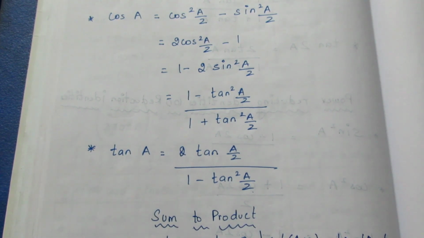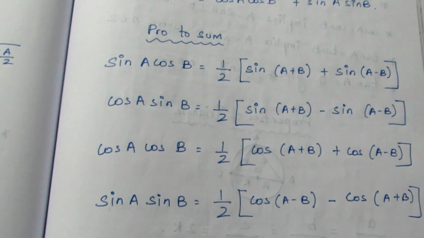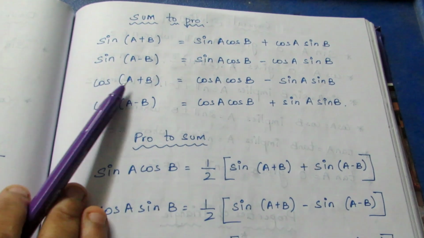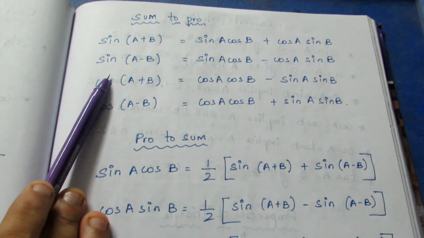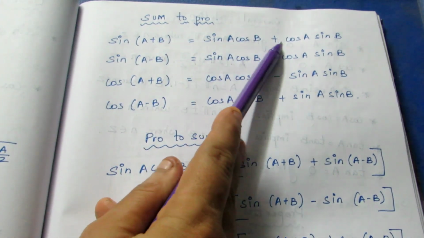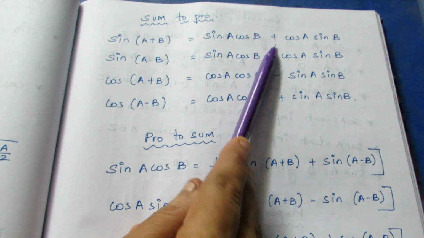We'll move on to the next level, sum to product. Here, sum to product, these are very important. We usually do sums dealing with this identity. Sin a plus b equals sin a cos b plus cos a sin b. Sin a minus b is equal to the same with the sign changed.